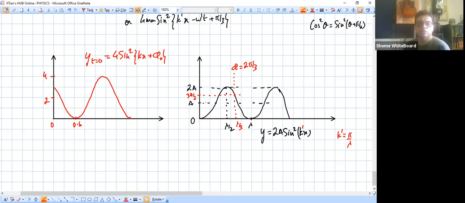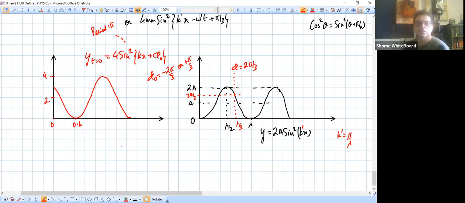Okay. So this phase constant phi naught can be written as minus 2 pi by 3. But because it's the sine square, that's the same thing as plus pi by 3. Because this function has a period of pi. So minus 2 pi by 3 is the same thing as plus pi by 3. So that's where this comes in.